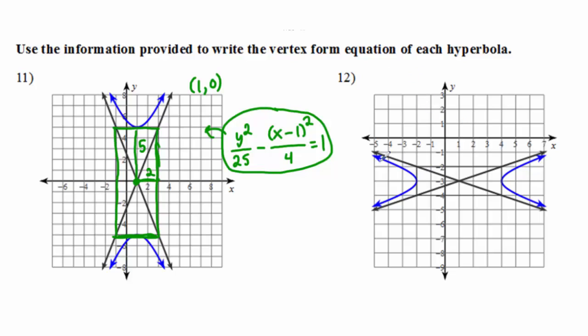Number 12, well, you may notice the big difference here is that it's on the left and right side instead of the top and the bottom. So this time x will go first. My center point is 1, -3. Again, it might help you to trace out the box, but we're going left and right 3 and up and down 1. X needs to go first because it's on the left and right side, so x minus 1 squared over, I'm going left and right 3. 3 squared is 9, minus y plus 3 squared over 1 squared, which is 1, equals 1.